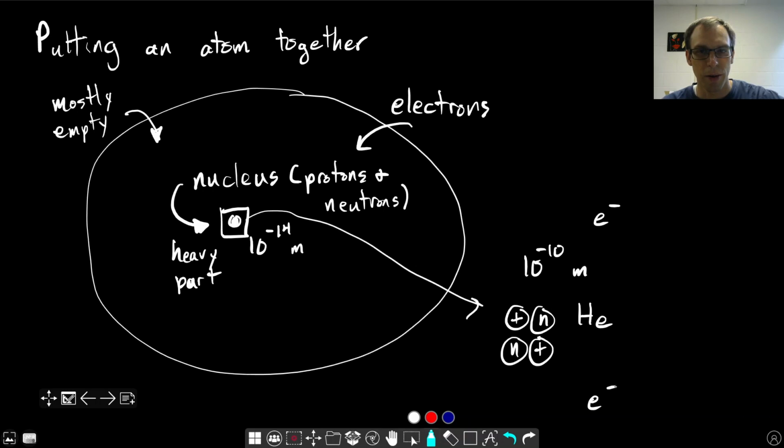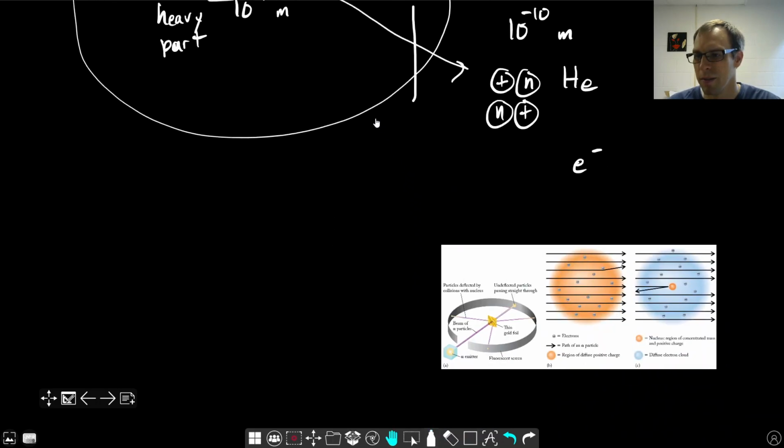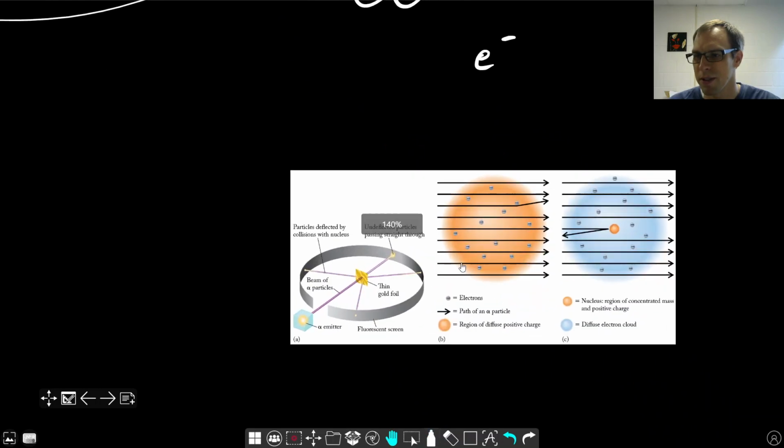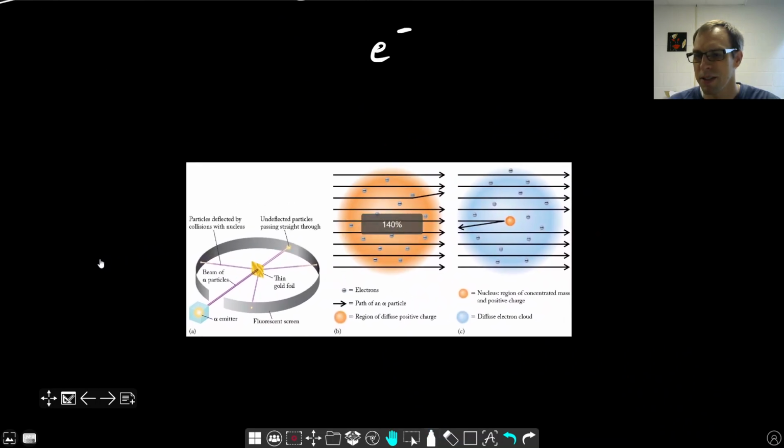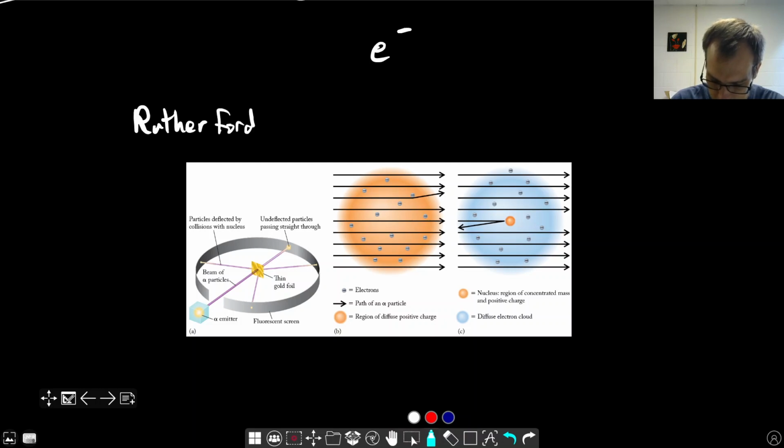Okay, so how do we know all this? How do we know that the nucleus is this small part in the middle of the atom that's really heavy and the electrons are sort of all around this? Well, there's a really famous experiment that was done. And this is a picture. Let me zoom in so you can read this a little bit better. But this is a representation of an experiment that was done by Ernest Rutherford. So this is the Rutherford gold foil experiment.